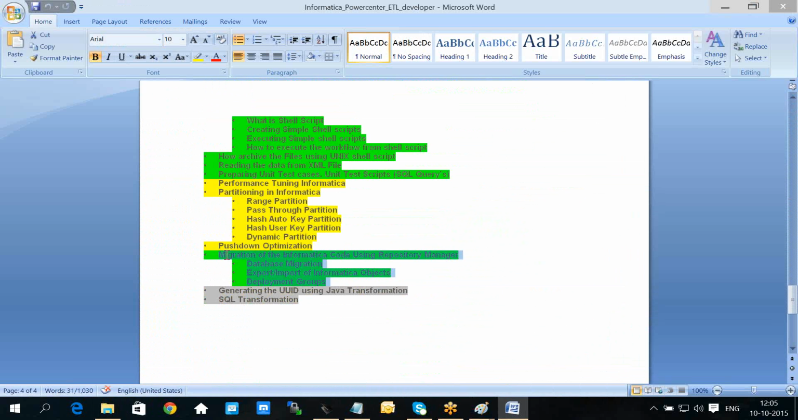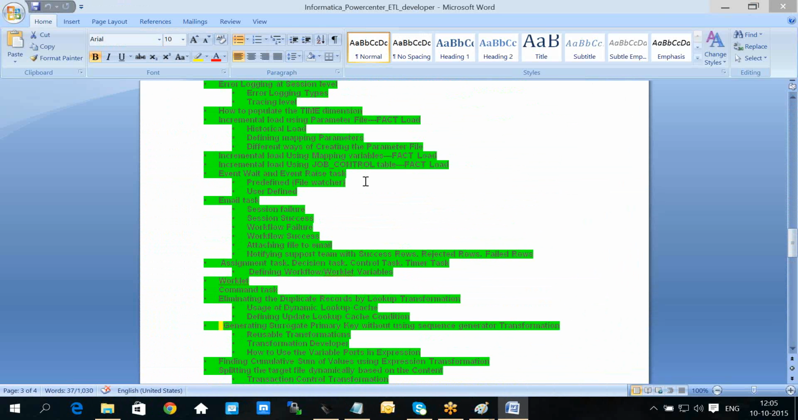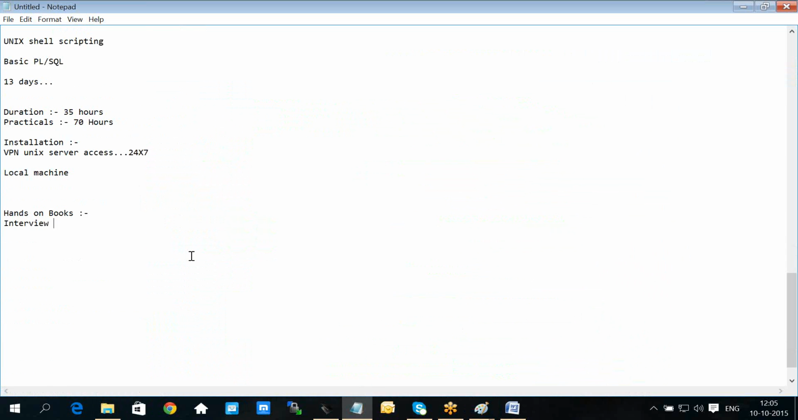We'll also do some migration activities and cover the admin activities. Along with this, we will talk about shell scripts and how to schedule the workflows. Each and everything will be discussed as part of the curriculum. So this is the overall detail about the curriculum.